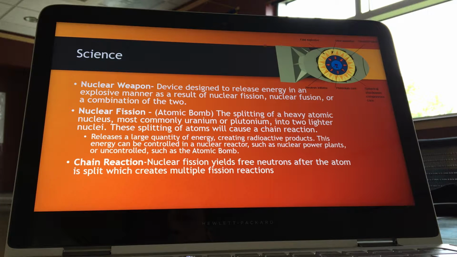And this energy can be controlled in a nuclear reactor, which is pretty much the science behind nuclear power plants. They're able to control this energy, creating the ability to transfer it to other places. And the other option is uncontrolled, which is the atomic bomb, where it just spreads out over large areas.